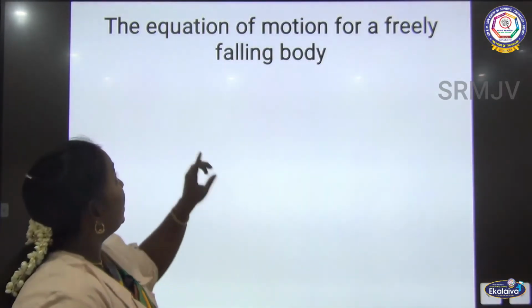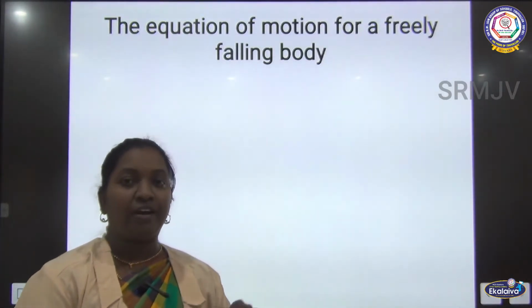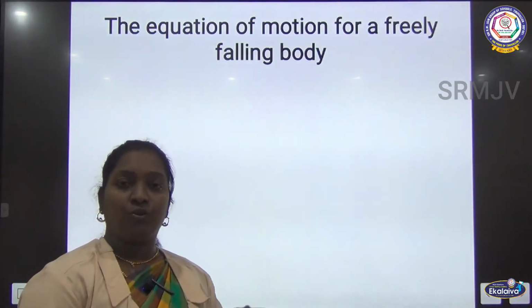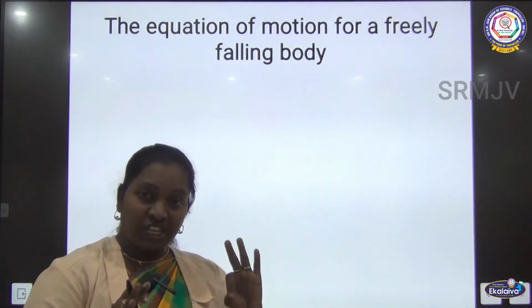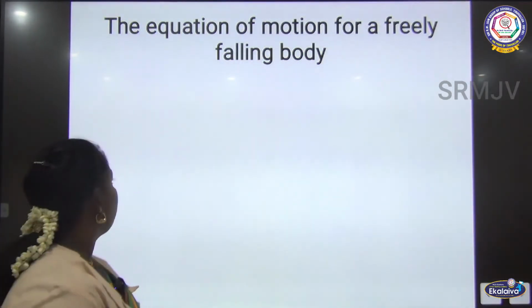Now we have to get the equation of motion for a freely falling body. We have to derive an equation of motion for a freely falling body. Already in the previous class we had learned the equations of motion. Three equations of motion were given by Newton. Do you remember those three equations of motion?